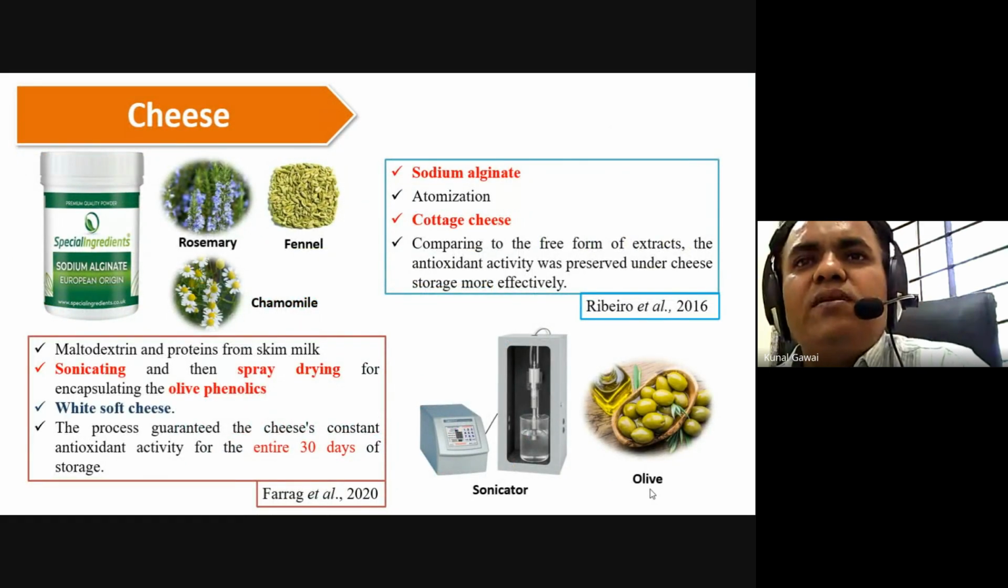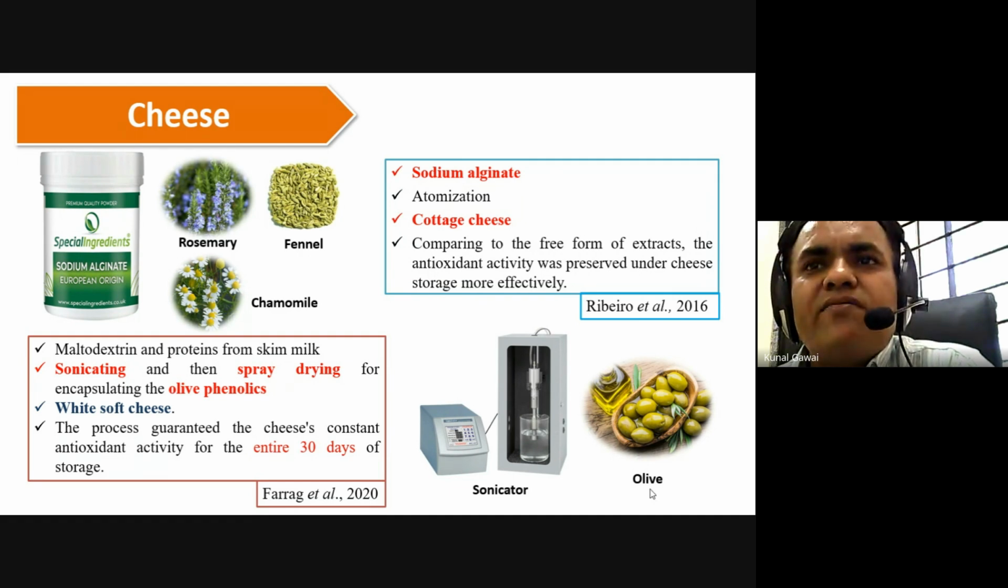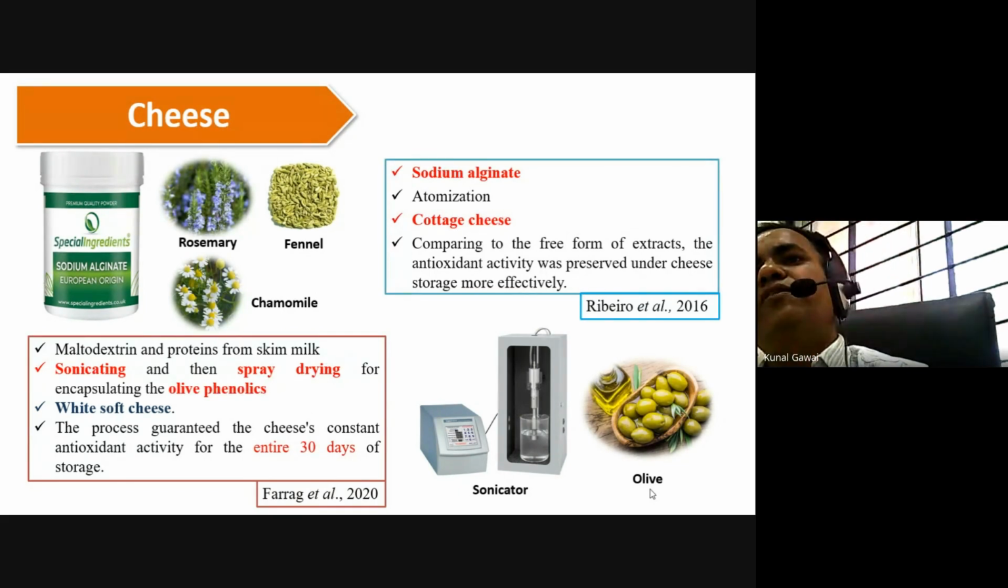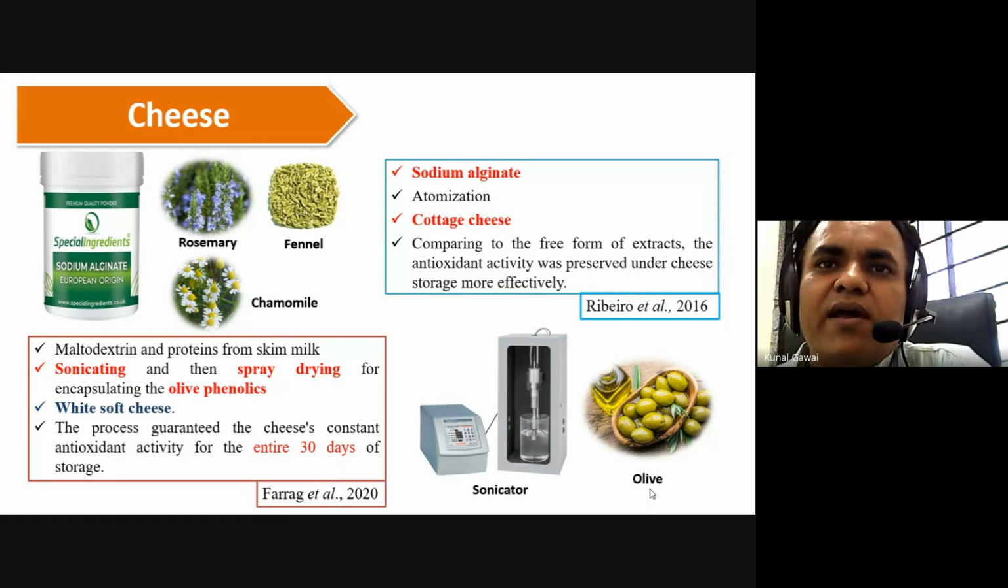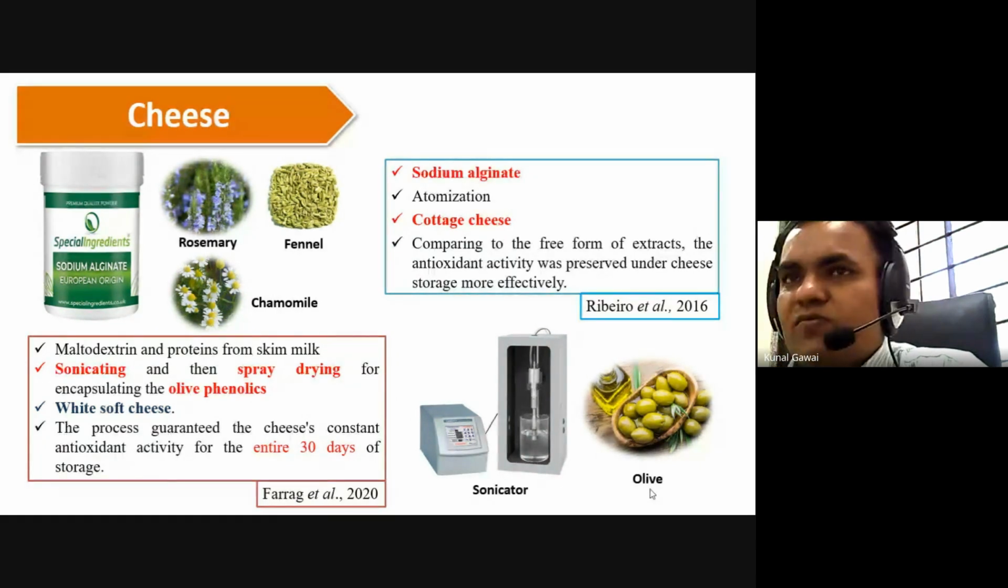In cheese products also, many studies have been done, and they added various components like encapsulated olive phenols, then fennel seed extract and rosemary extract. So different value addition is usually performed by addition of microencapsulates, and such cheese will remain the same as control cheese, because these capsules will not disturb the sensory property of that product. Such a process guaranteed the cheese constant antioxidant activity for 13 days of storage period. So such products are of usual importance.